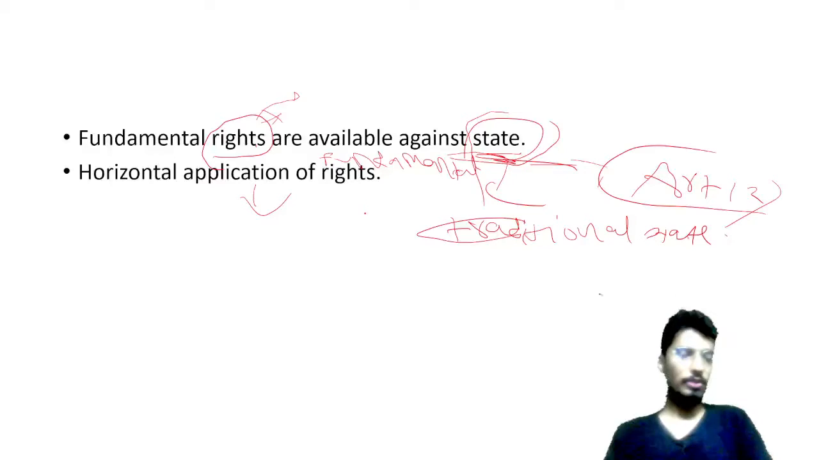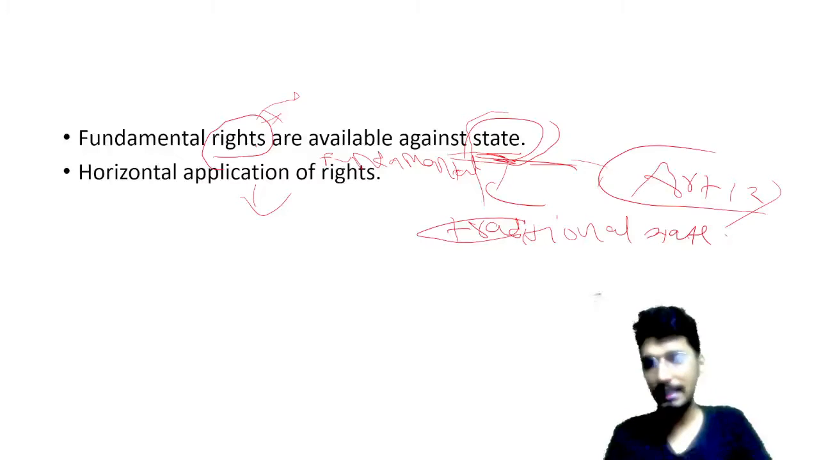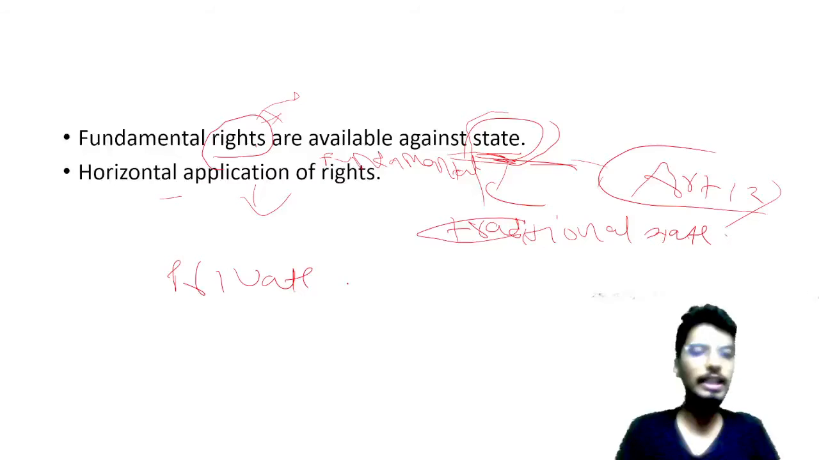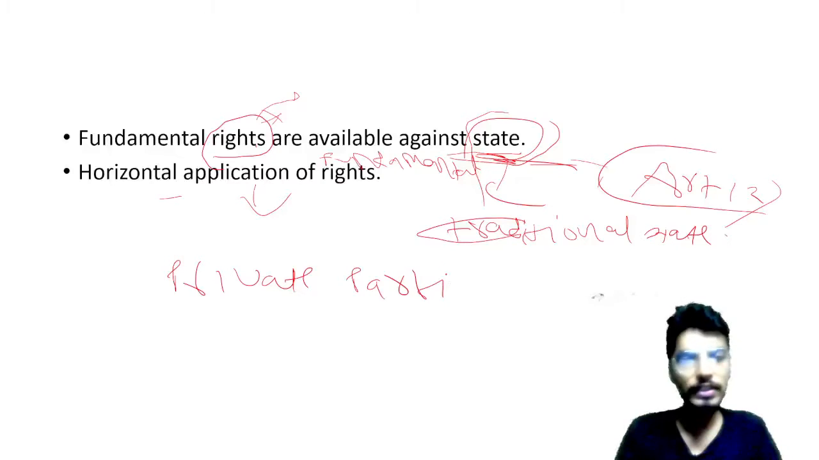You can see that now there are functions which private parties are doing. There are a lot of functions, a lot of duties which are done by the private parties. So a state is not doing each and everything. Now what happened in the case of horizontal application of fundamental rights is that fundamental rights are applied even against private individuals, private entities, private parties. This is the concept of horizontal application of fundamental rights.